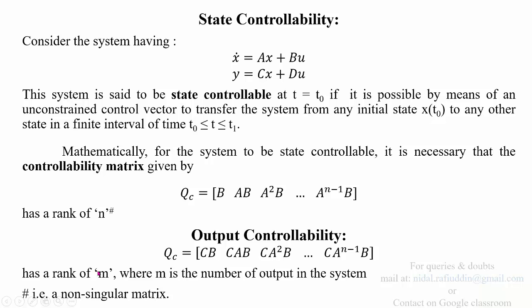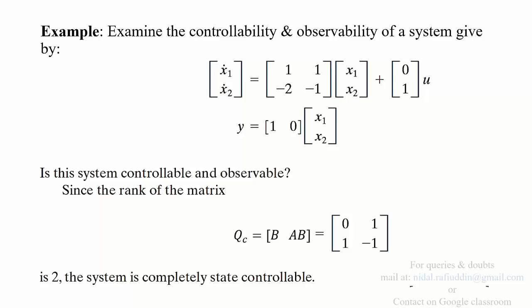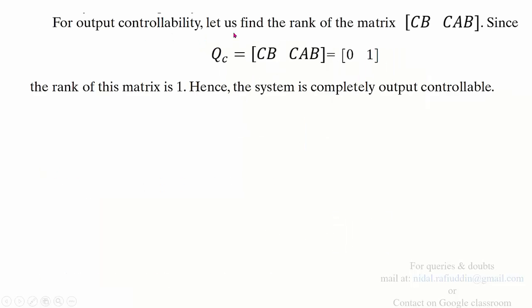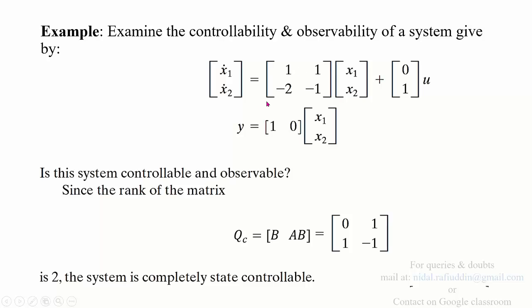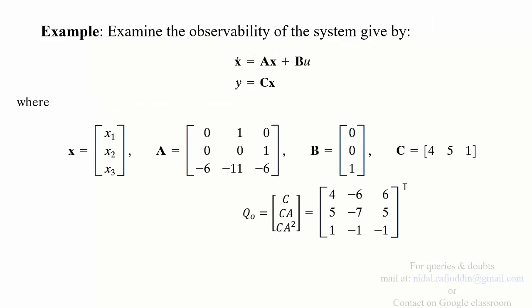It shouldn't have rank of n, rather it should have a rank of m, where m is the number of outputs in the system. And that is why, if we observe the example that we did yesterday when we found the output controllability, QC was coming out to have a rank of 1, and since the output is also of the order 1, and since the rank of QC is 1, it is completely output controllable. This is the correction that was supposed to be incorporated today.